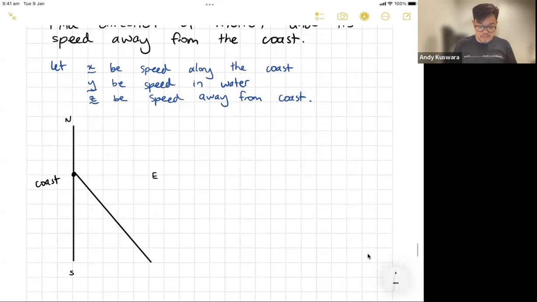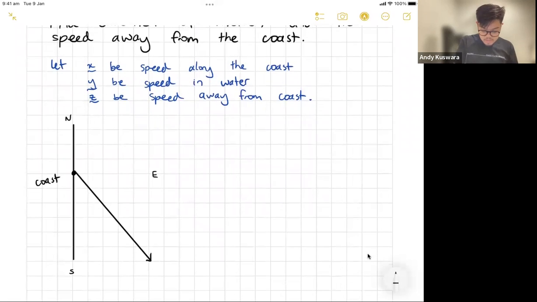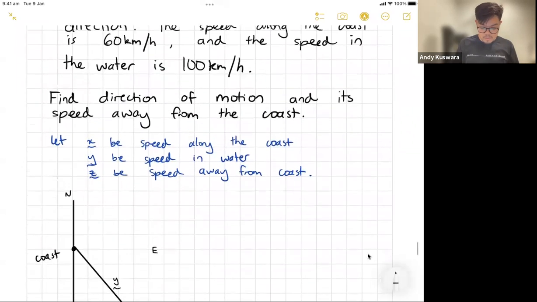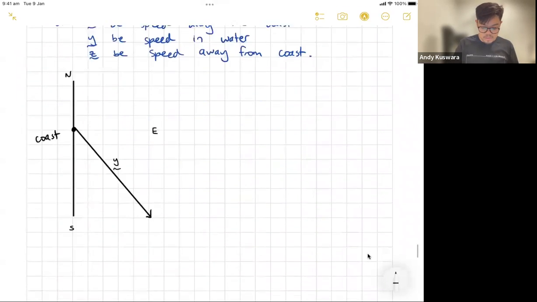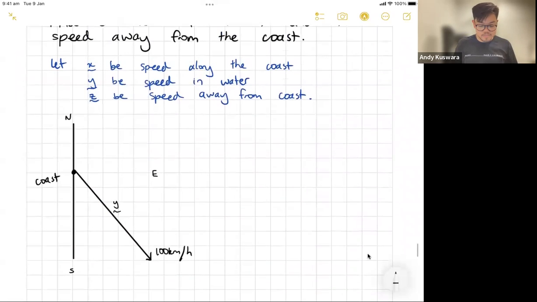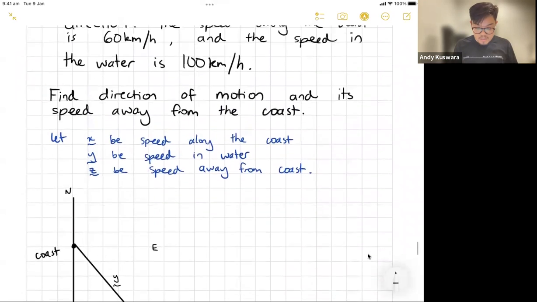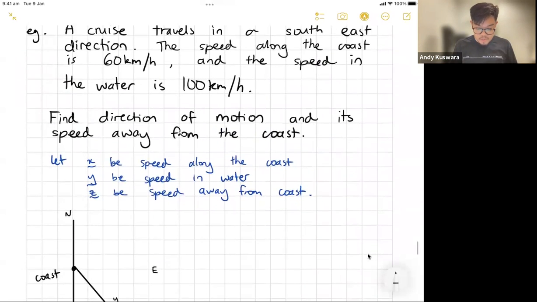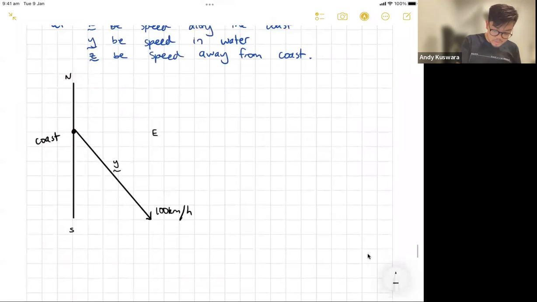Okay, so far we've got that. We know the bird's traveling in that direction, and let's just start labeling some of the things. This is technically the water, so this would be my Y. And we know that Y is traveling at a speed of, what did we say? The speed in the water was 100 k's an hour. So we can write that down. Now the speed traveling along the coast is 60 kilometers per hour. So along the coast means it's parallel to the coast, which means it's going to be this guy here. It's going to be traveling at 60 kilometers per hour.